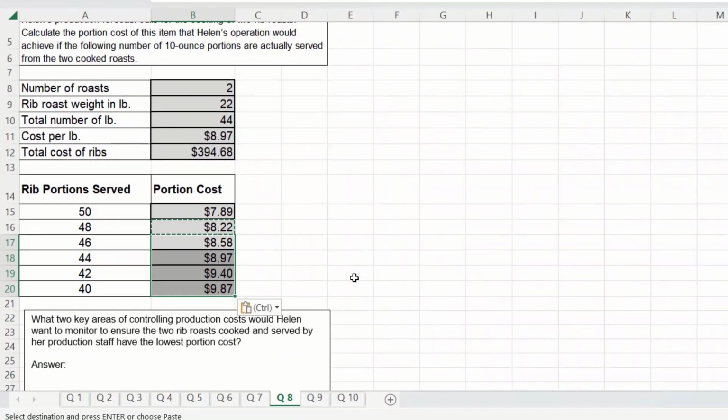All right. So ways that we can control production costs to ensure that rib roasts are cooked and served by our production staff to have the lowest cost. We would be spot checking that carver. What I used to do when I did catering and I had a carver at a station, I would count how many portions he should get in each piece of meat. So whether we did tenderloin or carved chicken or rib roast or something like that, I would count how many portions that he needed to serve, and I would put a napkin in between the plates.